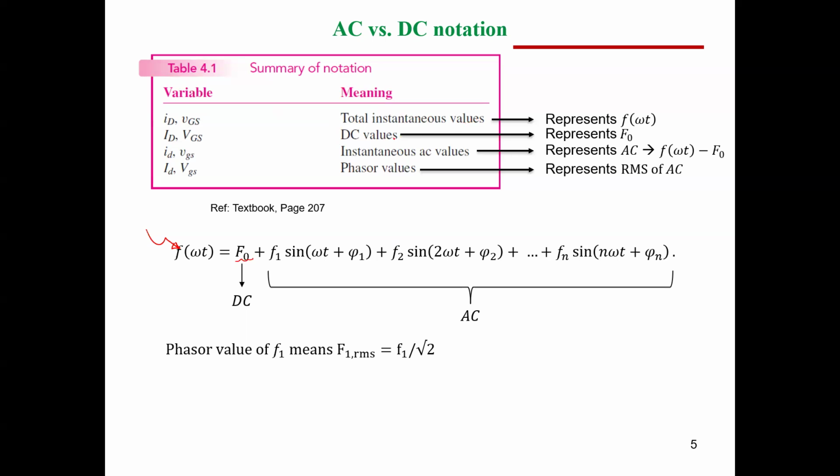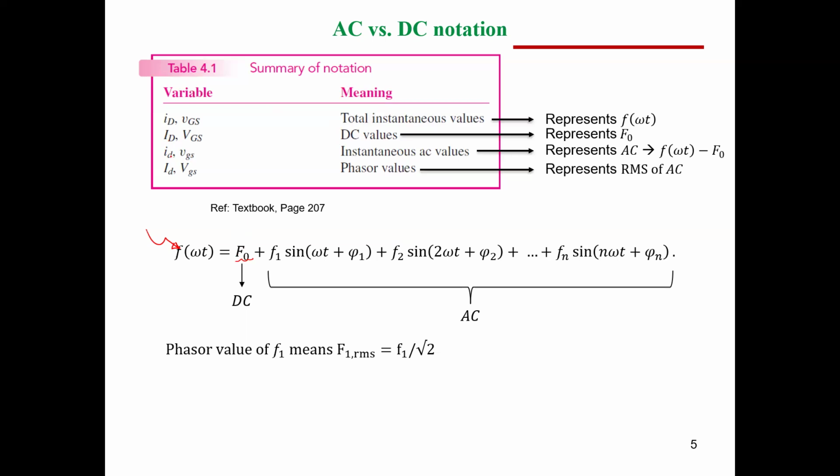What is the DC value? The DC value means the average value of the waveform. So if you have a waveform f of t like that, and you take the average of this waveform, it will provide you with the DC value, which is f naught here in this case. What is the symbol or notation of the DC component? So it's going to be, guys, a capital letter with a capital subscript. Okay, so capital letter with capital subscript means the DC value of our waveform.